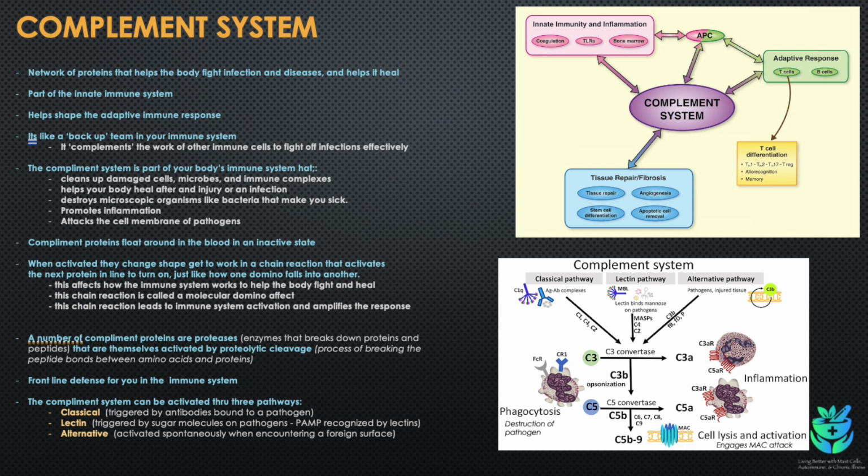Alright, so the complement system is a network of proteins that helps the body fight infections and diseases and helps it heal. It is a part of the innate immune system. It also helps shape the adaptive immune response. It's like a backup team in your immune system. It complements the work of other immune cells to fight off infections effectively.